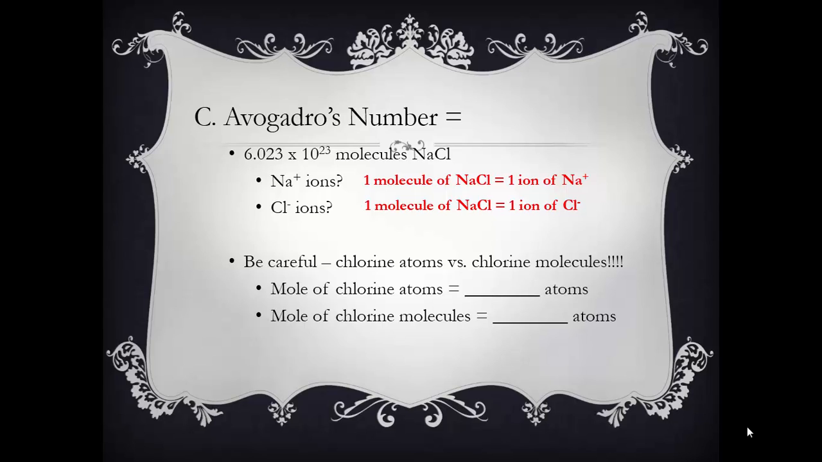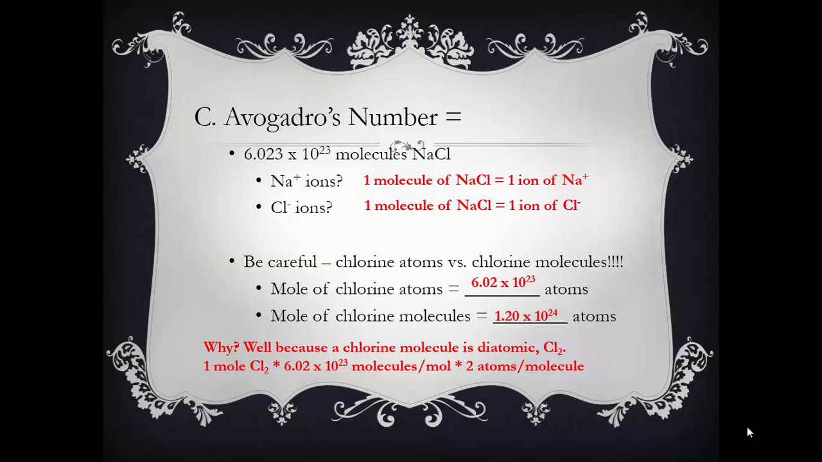One thing you have to be careful about is chlorine atom versus chlorine molecule. A molecule is more than 1 atom, so that means it's not the same. It's not just Cl, it's Cl2. It's diatomic. So a mole of chlorine atoms is 6.02 times 10 to the 23 atoms, and a mole of chlorine molecules is double that. The reason it's double, again, is that the chlorine molecule is Cl2, so there are twice as many atoms in Cl2 as in Cl. Diatomic, remember the 7 diatomic elements.